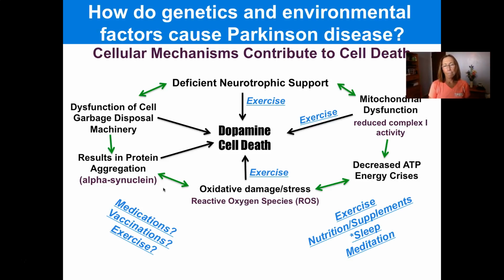So at the top, you see deficient neurotrophic support. Neurotrophins are essential. They're the Gatorades of the brain, and they're specific to different neurons. The dopamine neurons particularly love one called GDNF or BDNF. And these neurotrophic factors help the cells operate smoothly, efficiently, reduce the oxidative stress inside the cells, and actually it's responsible for the survival of the cells.